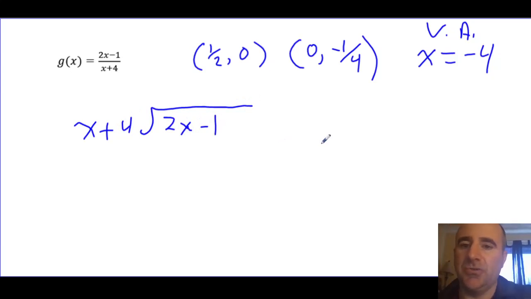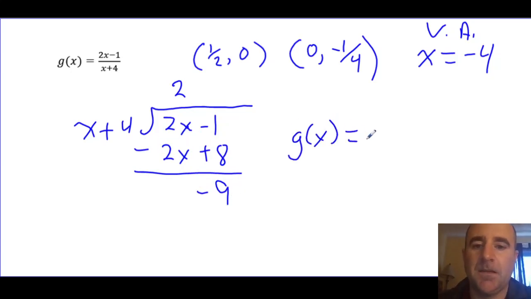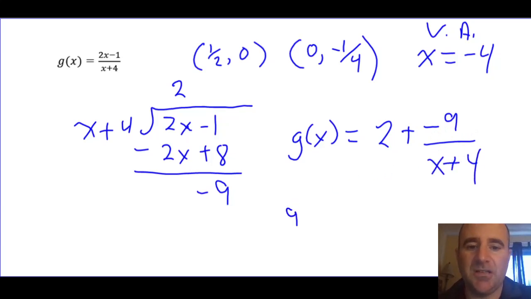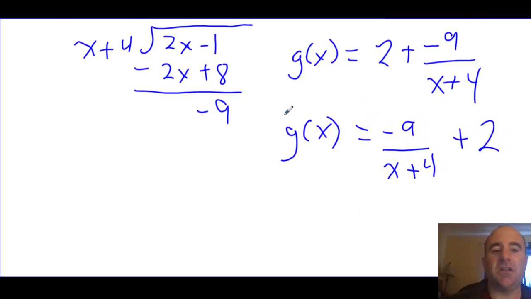So we need a 2 here. 2 times x gives me 2x plus 8. And then I subtract. -1 minus 8 is -9. And so I can rewrite g of x as 2 plus -9 over x plus 4, which looks a lot nicer if it's written as g of x equals -9 over x plus 4 plus 2. And now we have this written in a nice form.